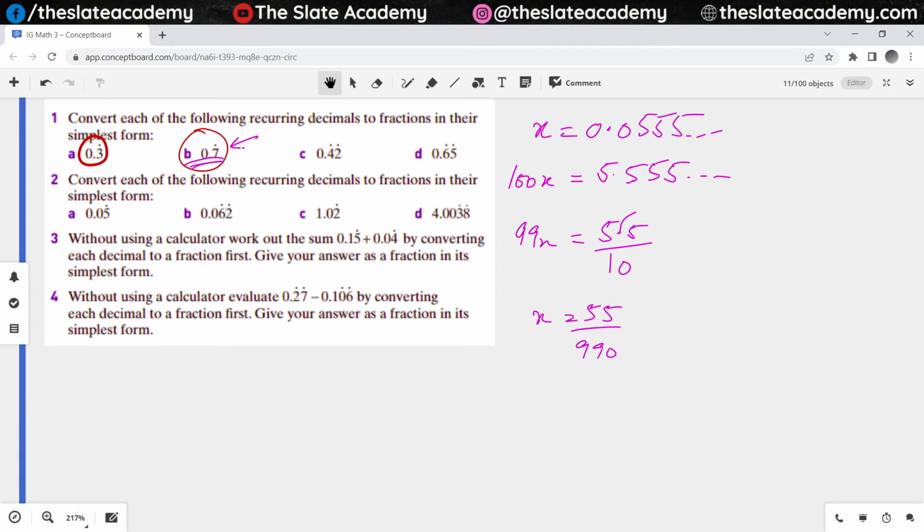What else would it be? So here I had 5.5. Do you get it till this point? So now 99x, instead of 5.5, I write 55 by 10. I convert it into a fraction. And now I would have x is equal to 55 by 990.